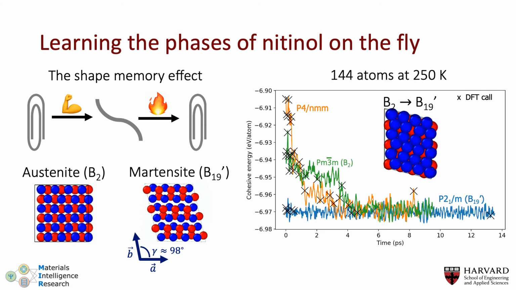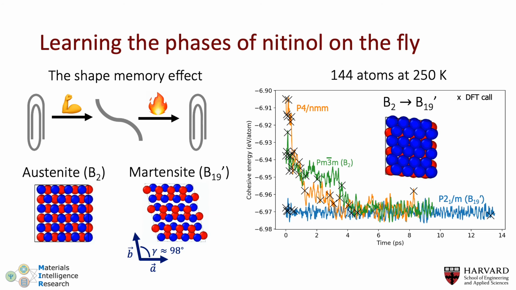Now let's try to learn the phases of nitinol on the fly. So in this plot, I'm showing you the cohesive energy as a function of time for 3 different on-the-fly simulations that we did, starting from 3 different phases of nickel titanium. The blue line is initially in the low temperature martensite phase, which is stable. You can see that the cohesive energy is roughly constant as a function of time.